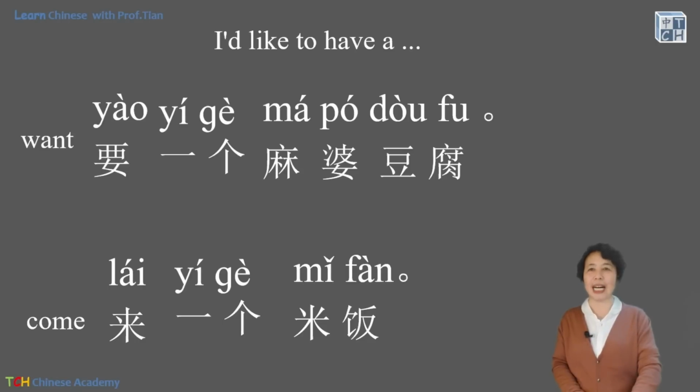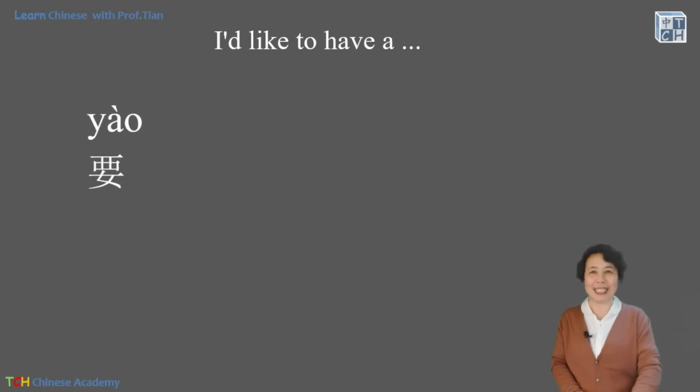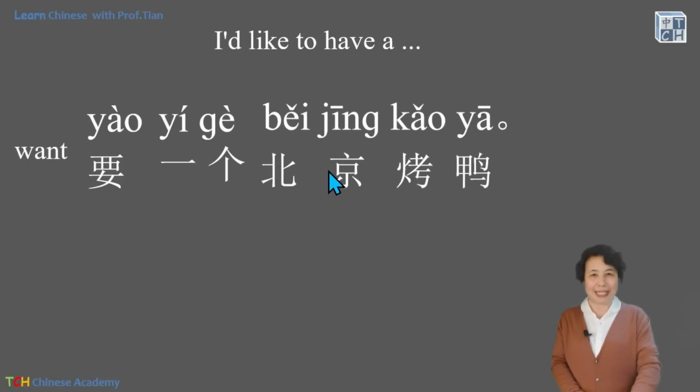Okay, suppose you know more Chinese food and you want something more. You want, let's say, a meat, some protein. So we can say 要一个北京烤鸭. Wow, that sounds nice. 烤鸭 is the roast duck and it's the very famous Peking or Beijing roast duck. So you want this 要一个北京烤鸭. It's so yummy, so delicious.